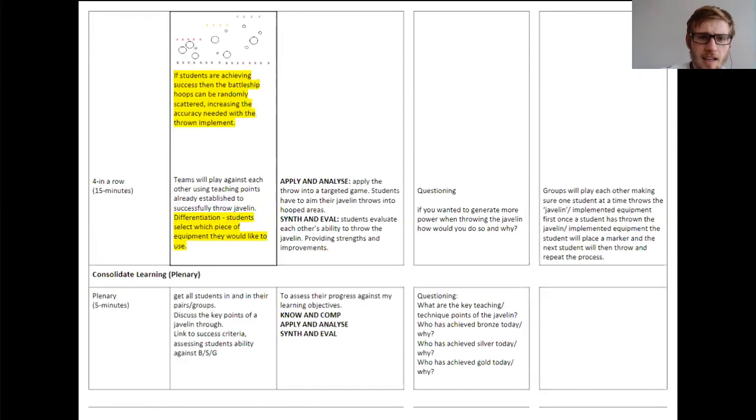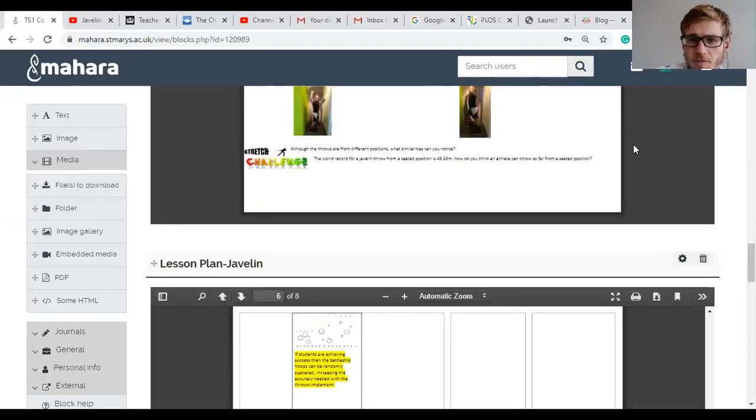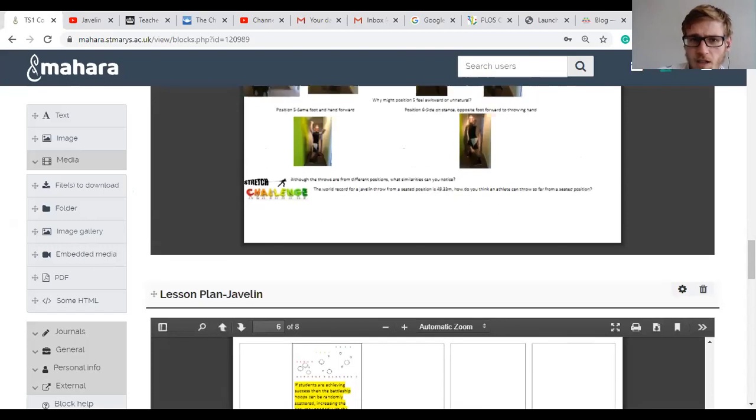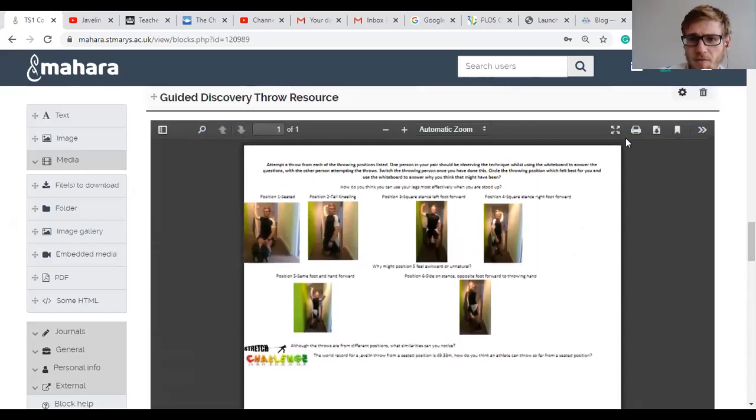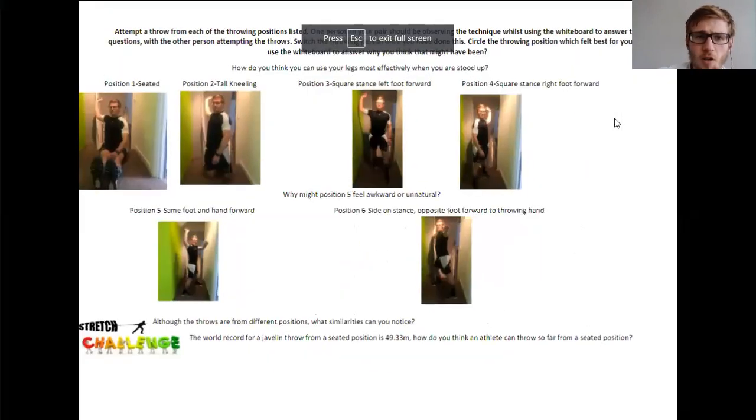And finally, what I would hope to see as a result of that, so this is the resource card that pupils will be given for the guided discovery throws. So what we're looking for is that pupils attempt to throw from each of the positions, and this gets them thinking about which position felt the best for them. Pupils are then going to write this down on their whiteboard, but there's also some stretch and challenge tasks.